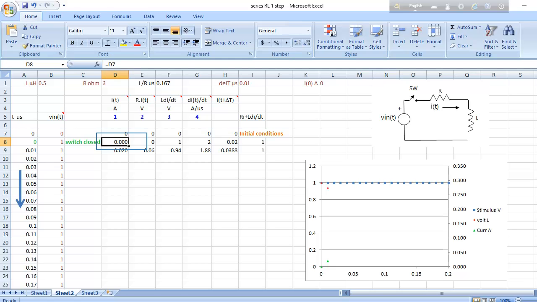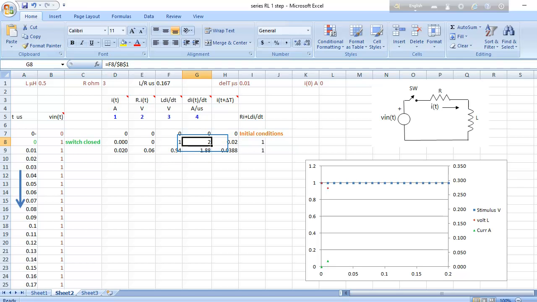Let us consider the situation just after closing the switch. Current through the inductor cannot change instantaneously, and therefore the current is same as before closing the switch. Voltage across the resistor is the product of the current and the resistor value. Voltage across the inductor is obtained by subtracting the voltage across the resistor from input stimulus.